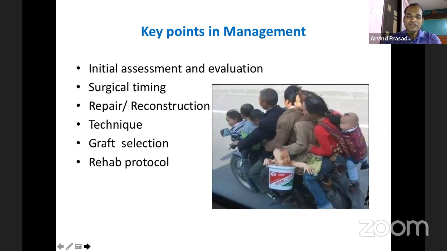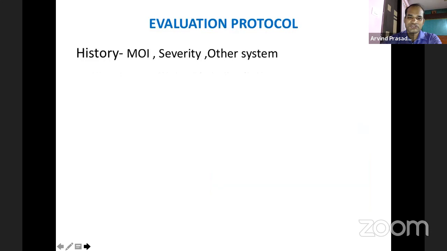So the key points in the management of knee dislocation with multiligamentous knee injury are initial assessment and evaluation. What should be the surgical timing? Which ligament should we repair and which one should be reconstructed? Which technique should we use? Graft selection is also very important. And the last is the rehab protocol, which is very important in multiligament knee injury.